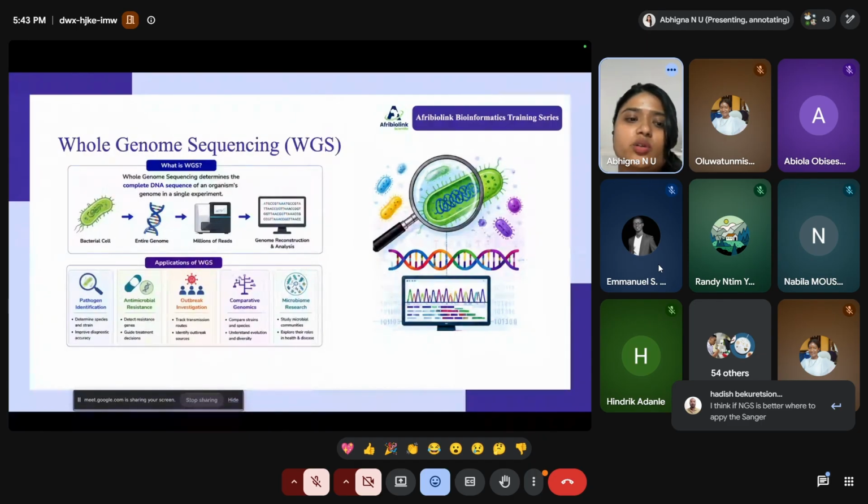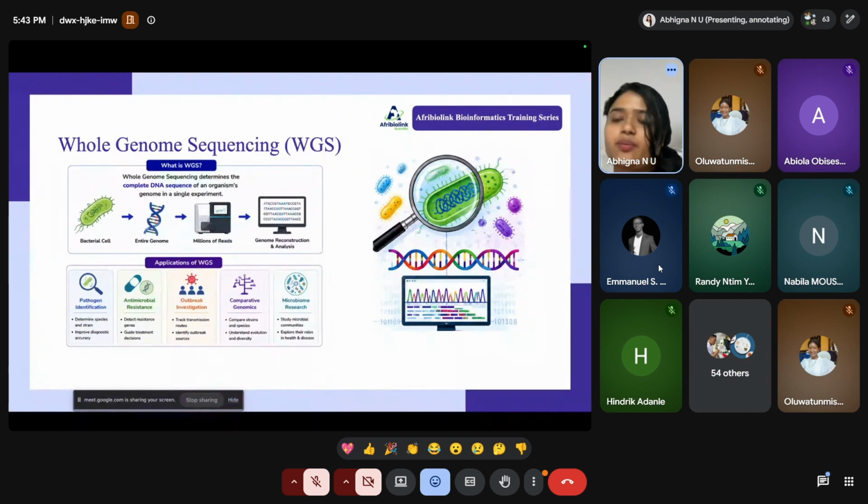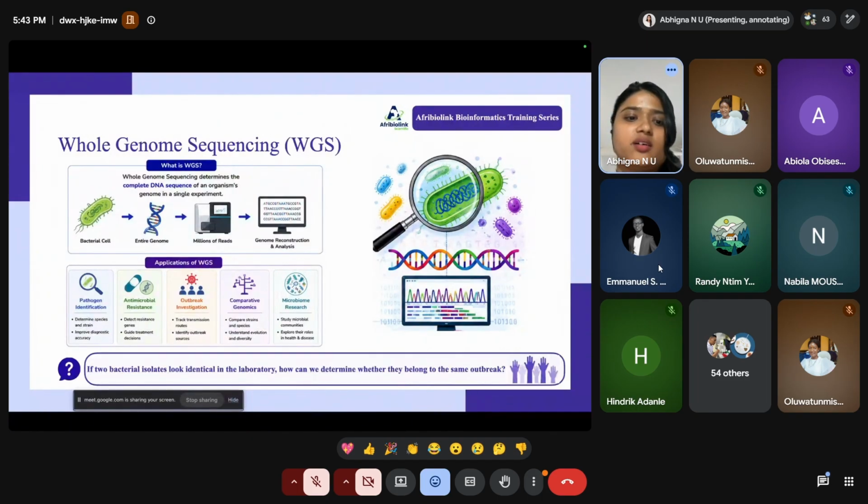So applications of whole genome sequencing include pathogen identification, antimicrobial resistance, outbreak investigation. For example, we went for COVID-19, and comparative genomics maybe for gut microbiome and microbiome research as well. So if two bacterial isolates look all identical in the laboratory, how can we determine whether they belong to the same outbreak? This is the question for our audience again.